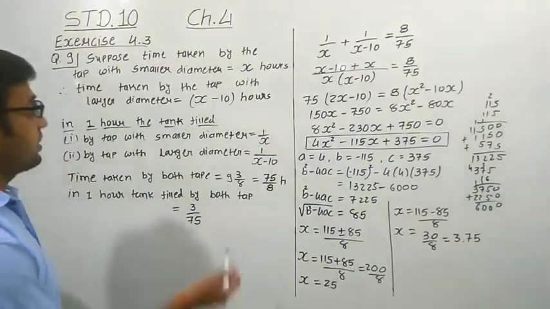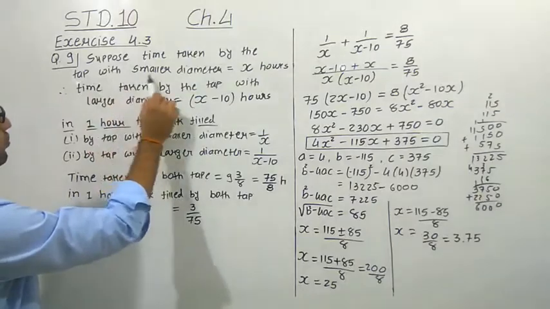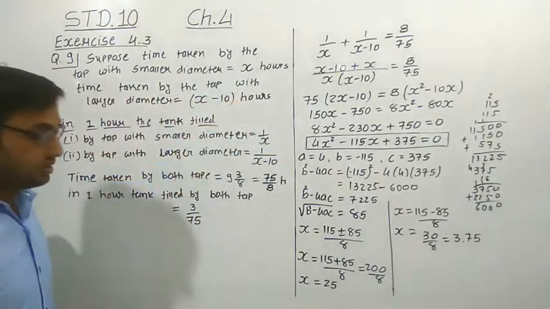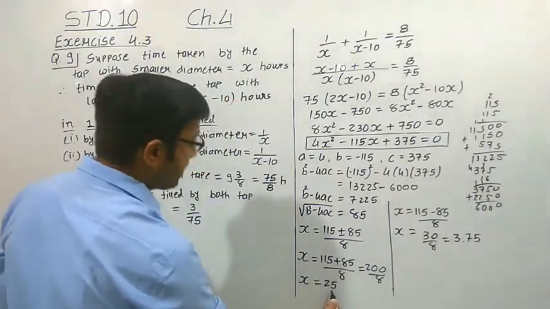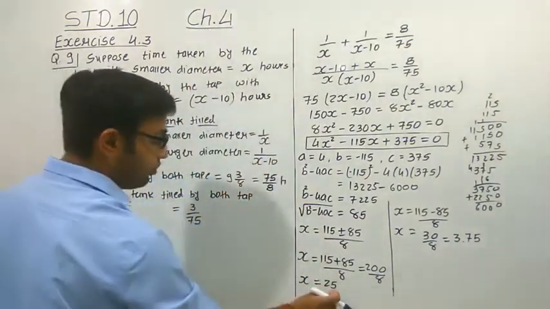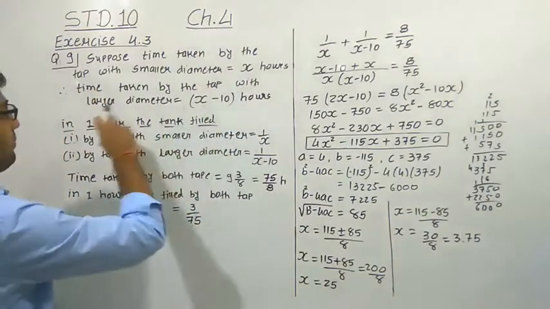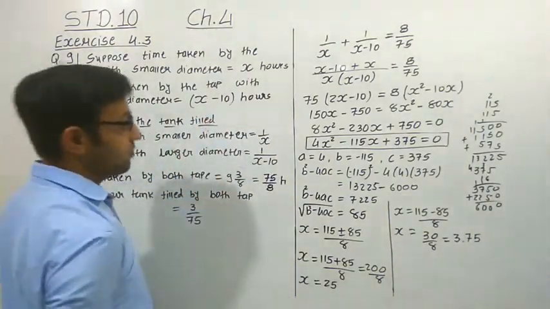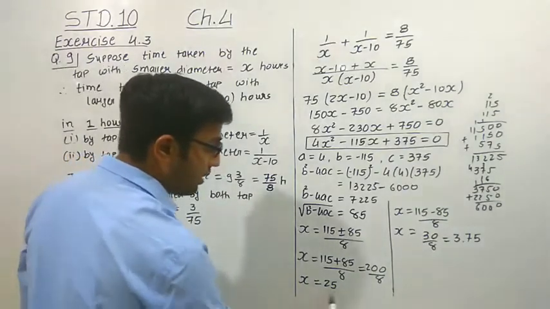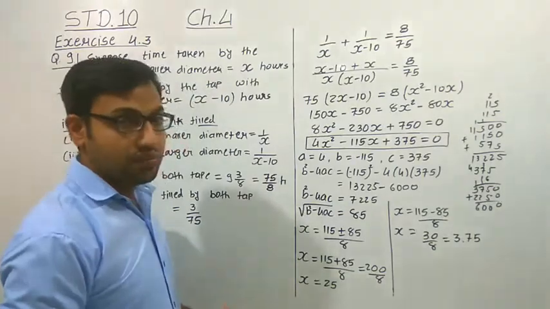See, what is x? We have supposed that the time taken by the tape with smaller diameter is equal to x hours. So now we can say that the time taken by the smaller diameter tape is equal to 25 hours. So now the time taken by the tape with the larger diameter is equal to x minus 10. x minus 10 means 25 minus 10. That means equal to 15 hours. So both values are positive here.